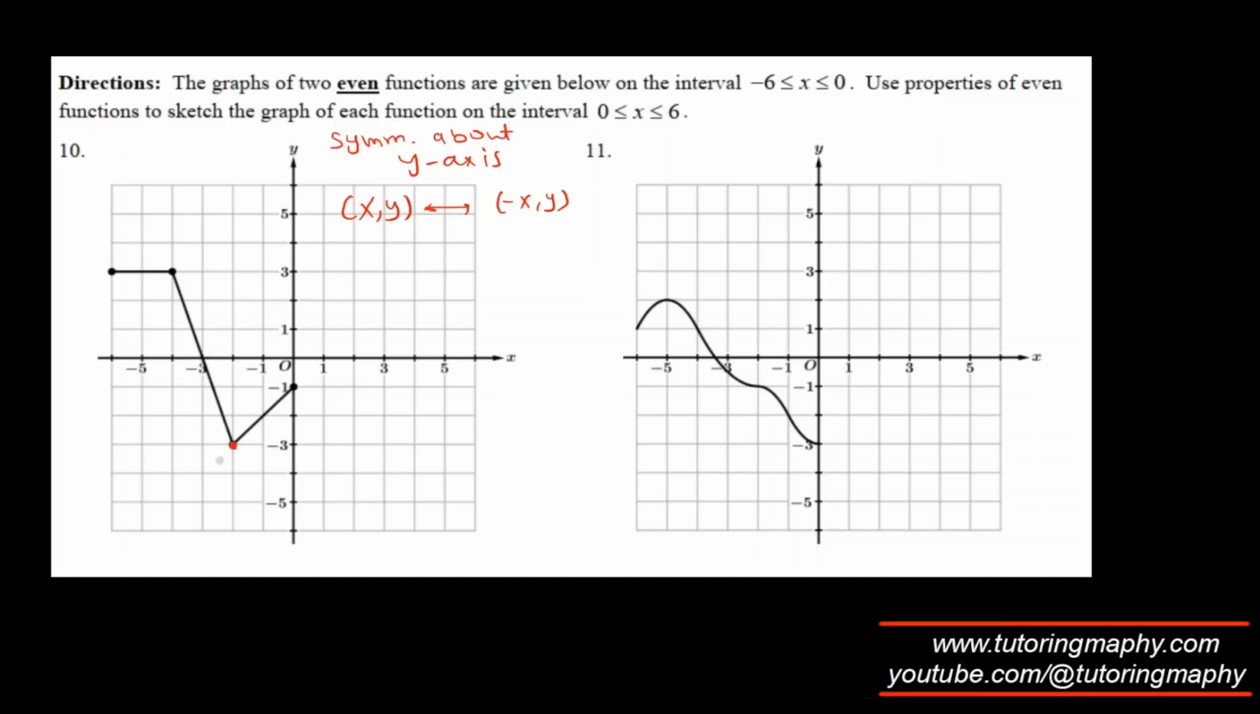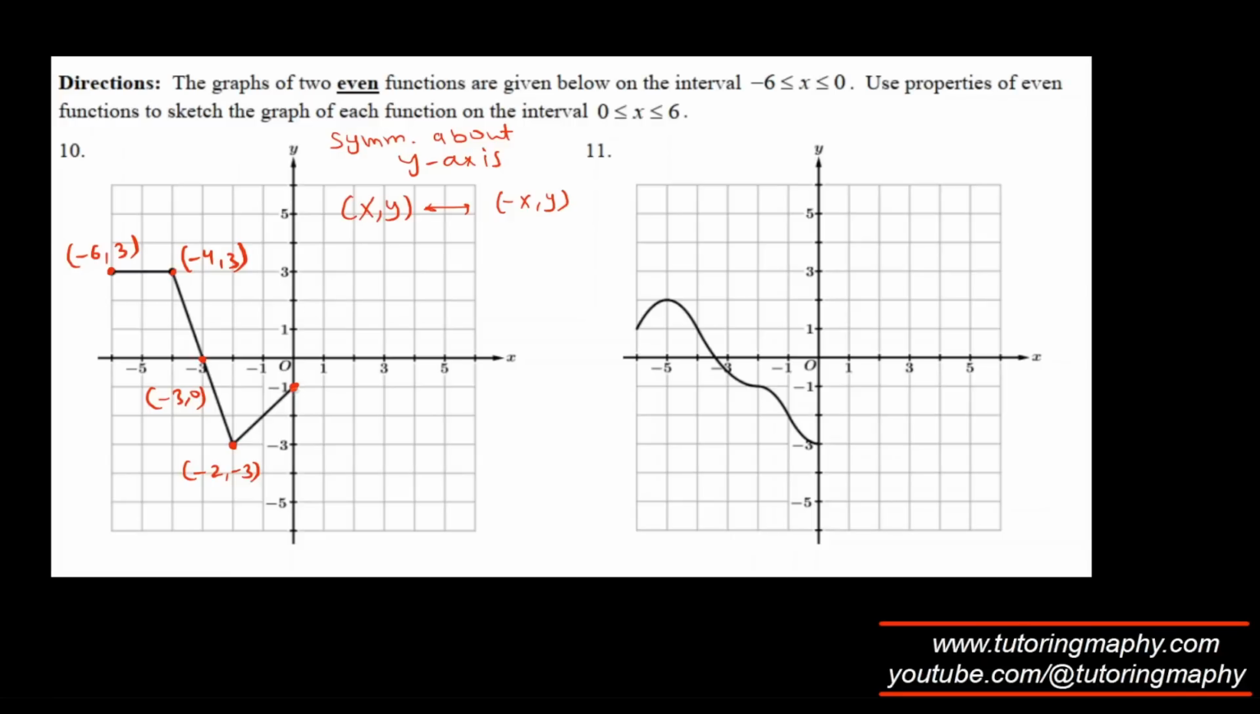So what is this point? This point is negative 2 comma negative 3. This point is negative 3 comma 0. This point is negative 4 comma 3. This point is negative 6 comma 3. And this point will not really change because this is already on y-axis. So y-axis point will just remain on y-axis.